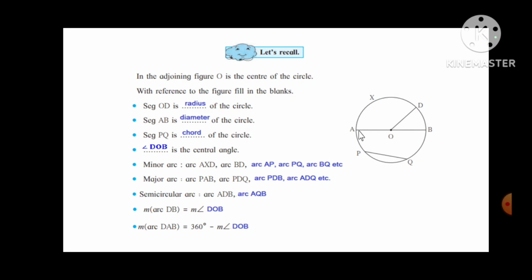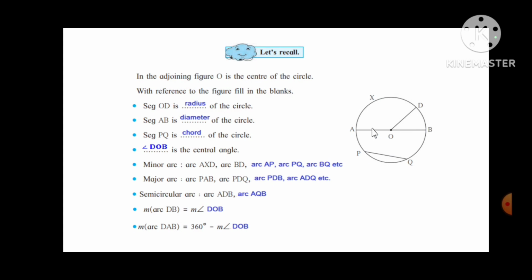PAB. You can name it also PXB or PDB, like that. This is the major arc whose measure is more than 180. Angular measure of this arc is more than 180. Also arc PDQ. This is also a major arc. And additionally we are getting arc PDB.